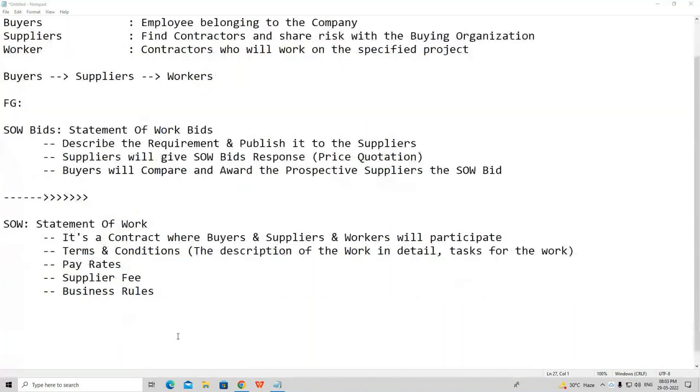Now, as we were talking about SOW bids and SOW, where is the FG Ariba integration coming into the picture? That we have to know. So we will understand this thing, but before that, let's take a break. We will take this break for 10 minutes. After the break, we will continue with our session. We are not finished with SOW. After SOW, we have to do workforce management as well. So let's take a break, guys.